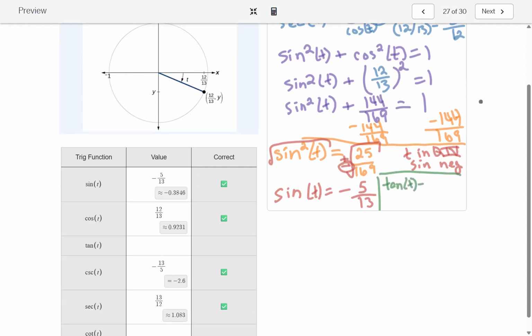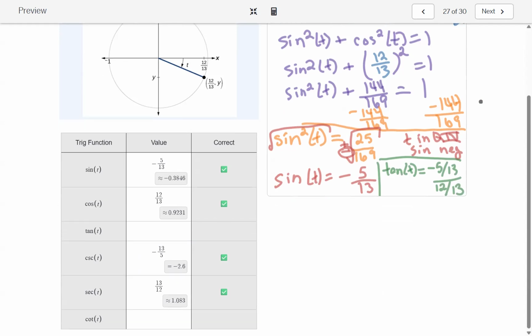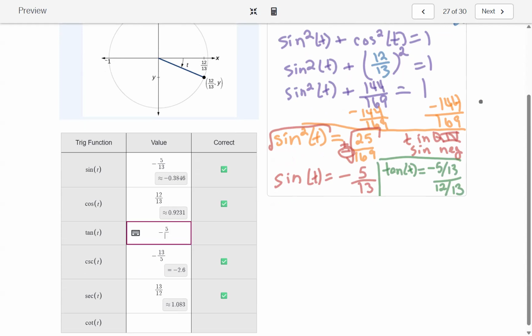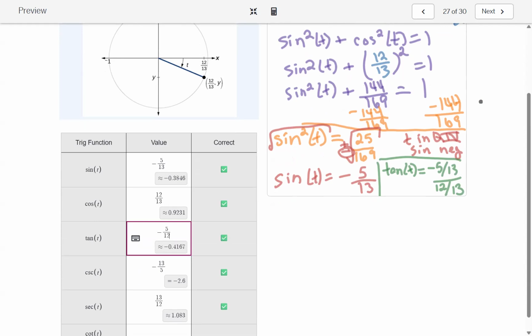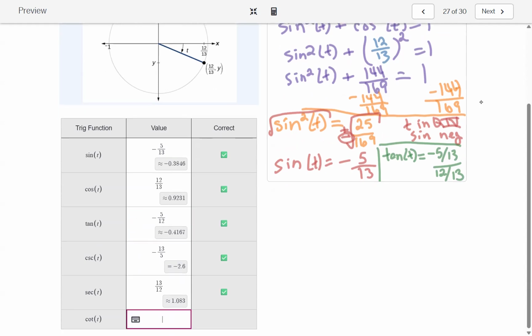Tangent is sine over cosine, so it'll be negative 5/13 over 12/13. And then the 13ths cancel, so it's just negative 5/12. And then that means our cotangent will be the reciprocal of that, negative 12/5.